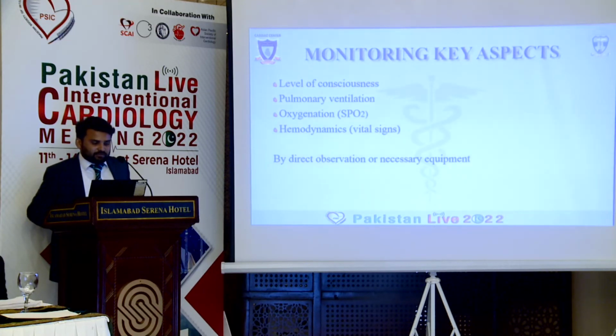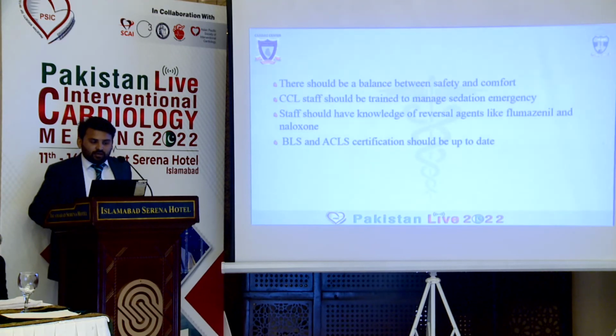Key aspects of monitoring: level of consciousness, pulmonary ventilation, hemodynamics, and oxygen saturation. There should be a balance between safety and comfort. Cardiac care staff nurses should be trained to manage sedative emergencies. Staff should have knowledge of reversal agents and their doses, like flumazenil and naloxone. BLS and ACLS certification should be up to date.